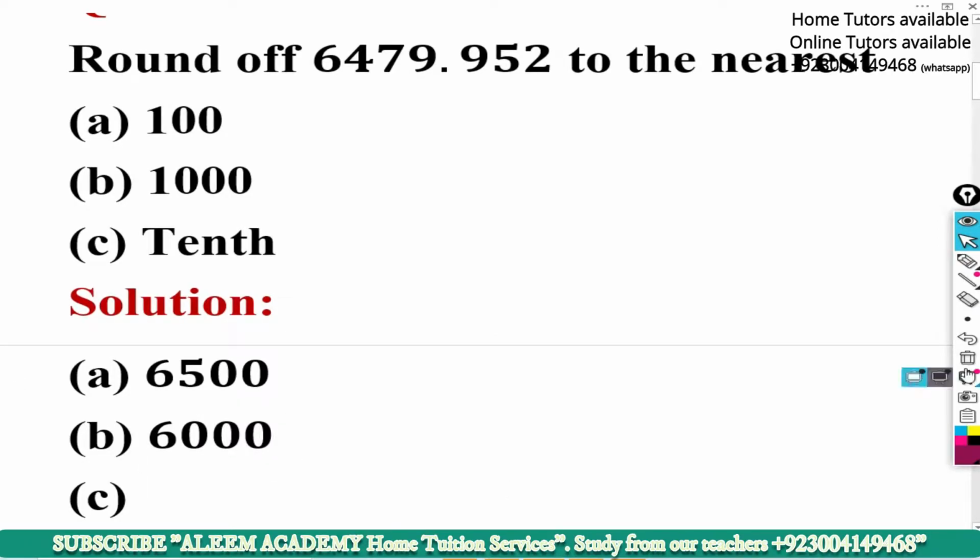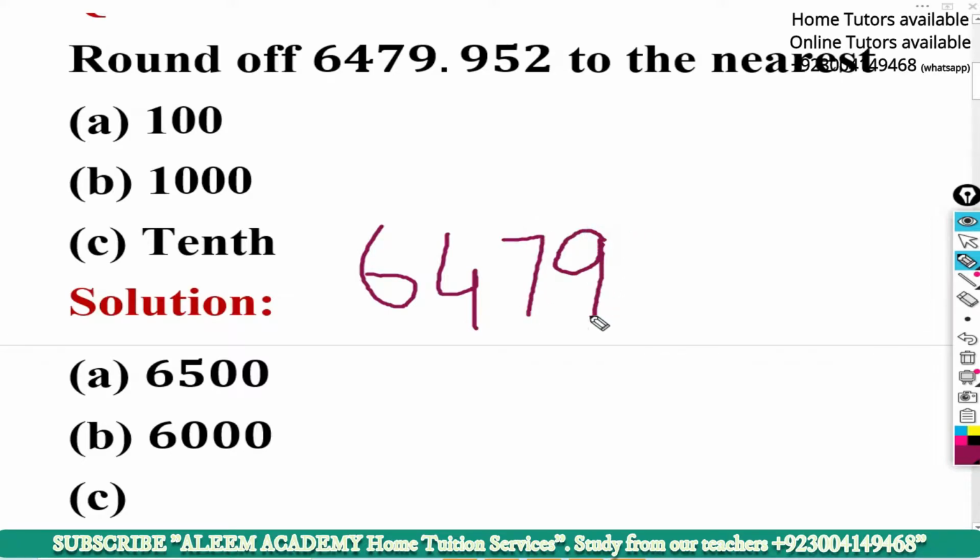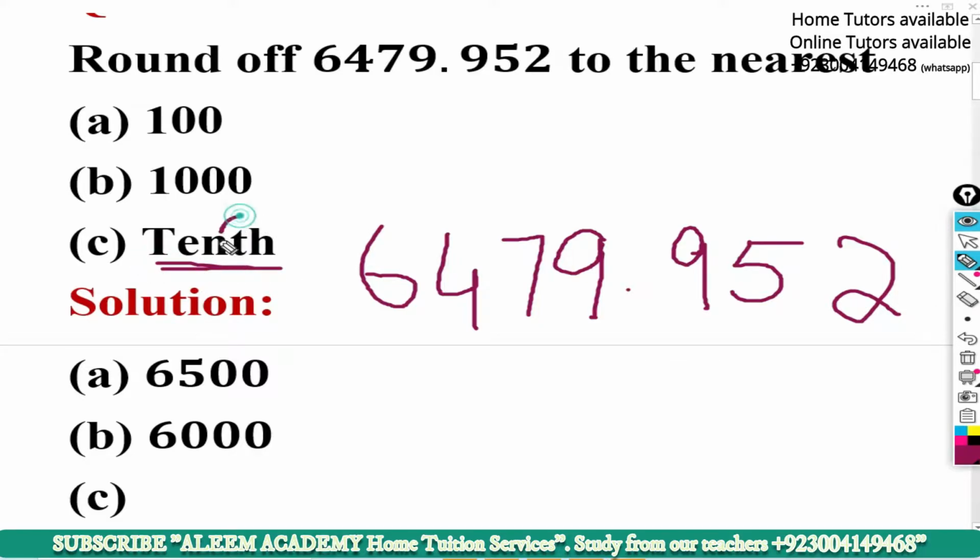Now let's do the C part. The C part is basically 10th. The C part is a little technical. You have to understand what 10th means. 9, 5 and 2. Remember one thing, this is 10th. This is not tens. Understand this: 10th means the first number right after the decimal. So this number is basically the 10th.